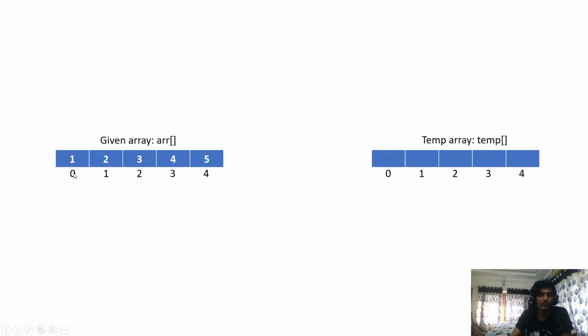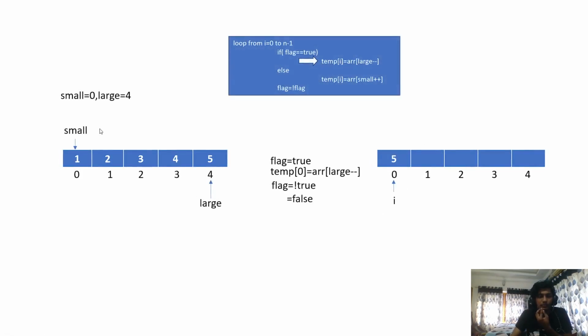So let's take the array with values 1 to 5, and we'll have a temporary array like that. Initially the small will be pointing to the 0th index and large will be pointing to the 4th index, and as flag is true we will be storing the value at the large index in the array to the temp array. So value at the large index, which is 4, is 5, which is stored in the temp array in the 0th index. Now the value of flag is inverted to false.